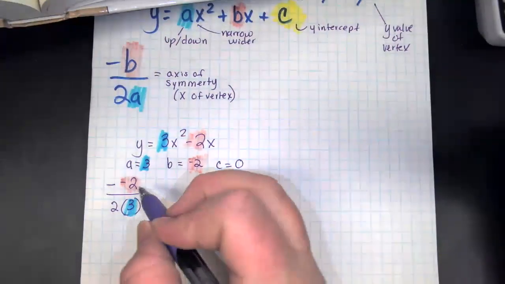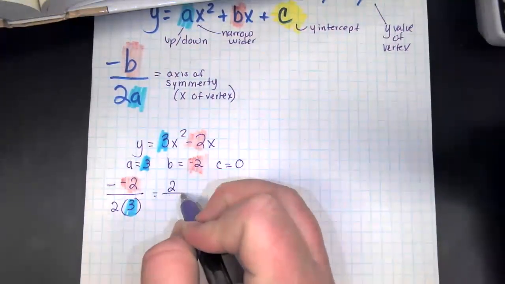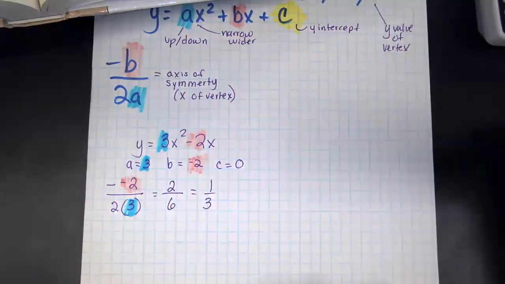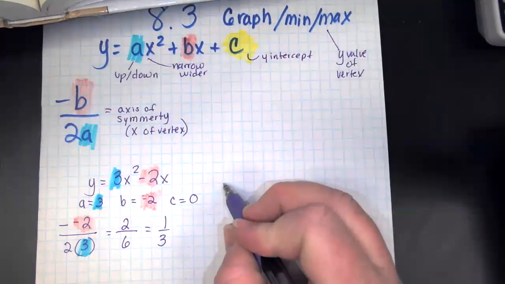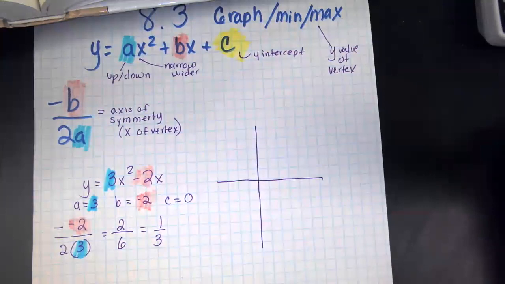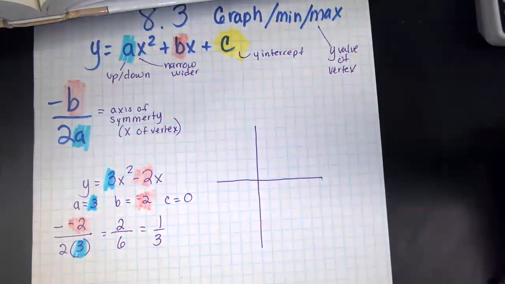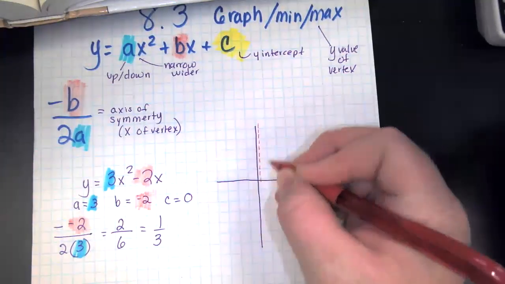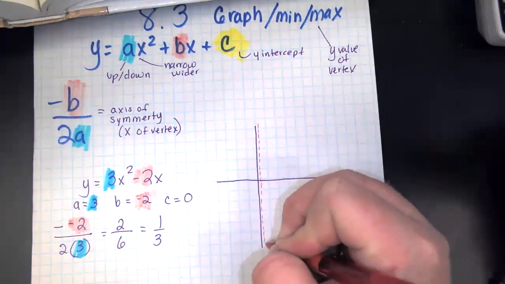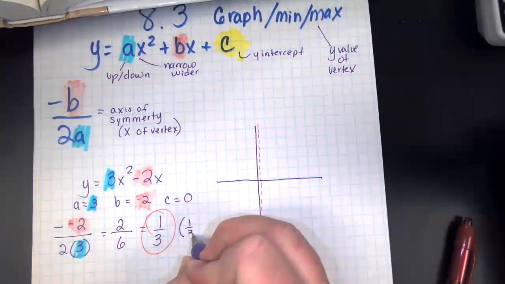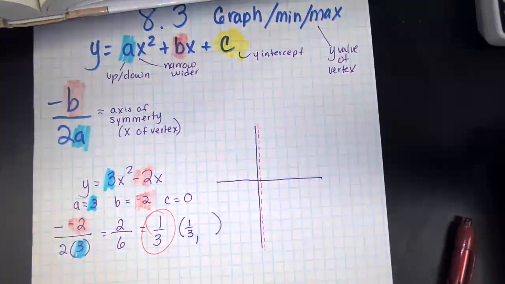So what do I get here? 2 negatives make a positive, so that's 2 over 6, which reduces to 1/3, okay? So if I were graphing this off to the side here, I would right away use my red pen here. I'm going to put a dotted line because this is my axis of symmetry. It's at 1/3, okay? It is also the x value of the vertex, okay?